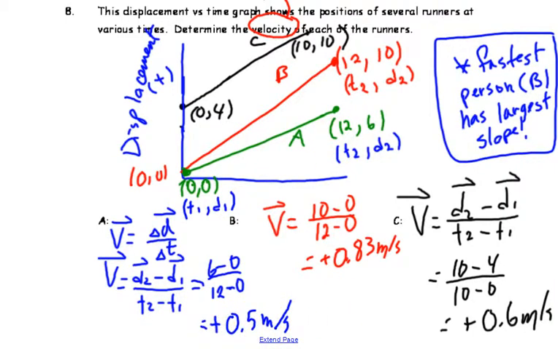You should include the plus sign because it is a direction. Over here, my second displacement minus my first displacement, 10 minus 0, over my second time minus my first time, 12 minus 0, so plus 0.83 meters per second. And then lastly, 10 minus 4 over 10 minus 0, plus 0.6 meters per second. So you can see that yes, I do get my largest slope, which is equivalent to my largest velocity, for B. And you can visually see that it's larger than the rest of them.